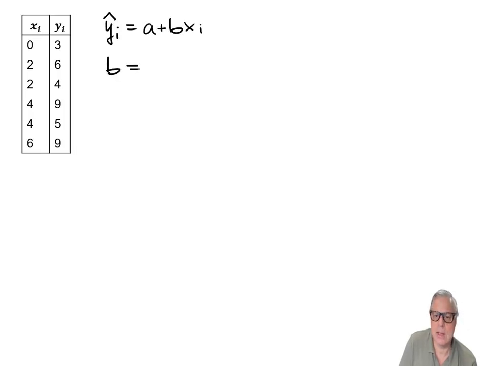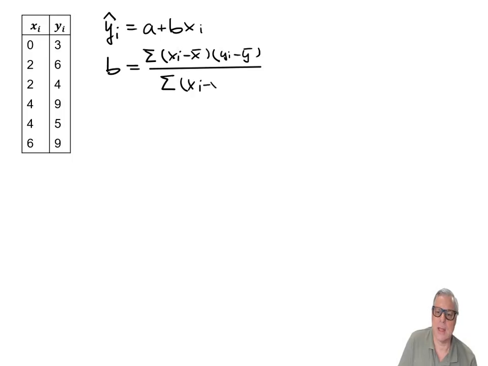And we said b is the covariance between x and y, which is given by the sum of xi minus x bar times yi minus y bar, over the sum of xi minus x bar squared. So that's the covariance over the variance. The intercept of the regression, a, we derived as y bar, the mean of all the y's, minus the slope coefficient b times the mean x bar.